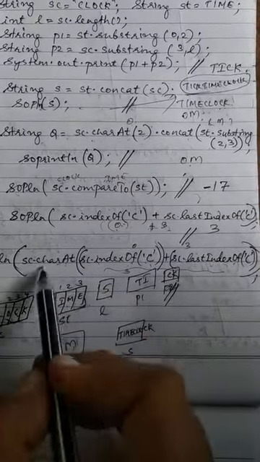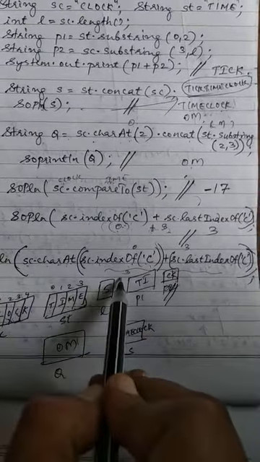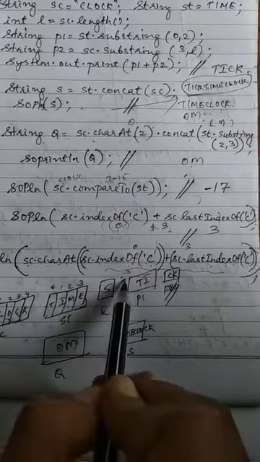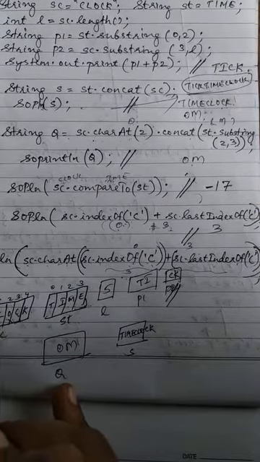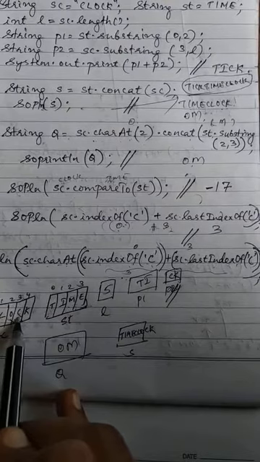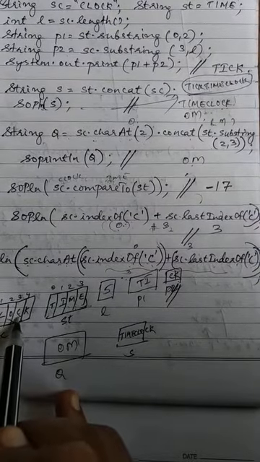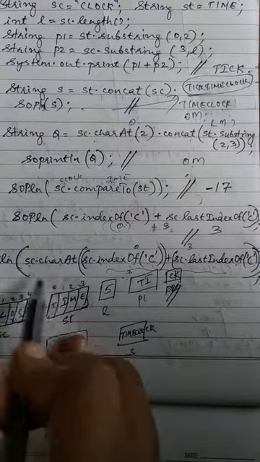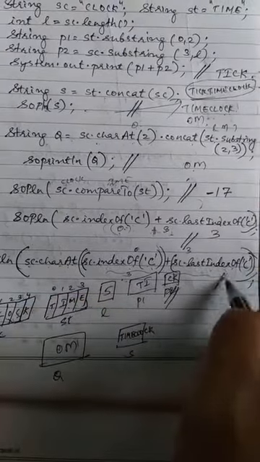3 as answer. Now sc dot character of 3. What is the character present at index number 3 of sc? This is sc, index number 3. What is the character present at index number 3? C. So SOPLN of that, what will be the output here?